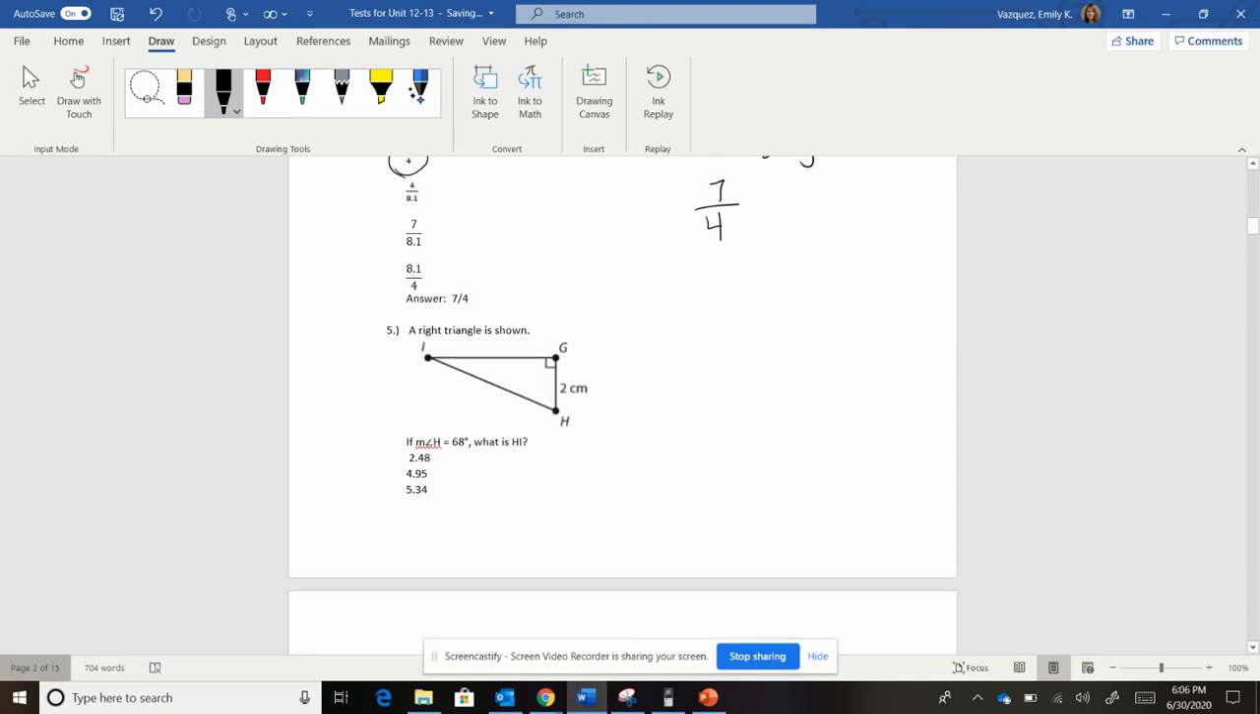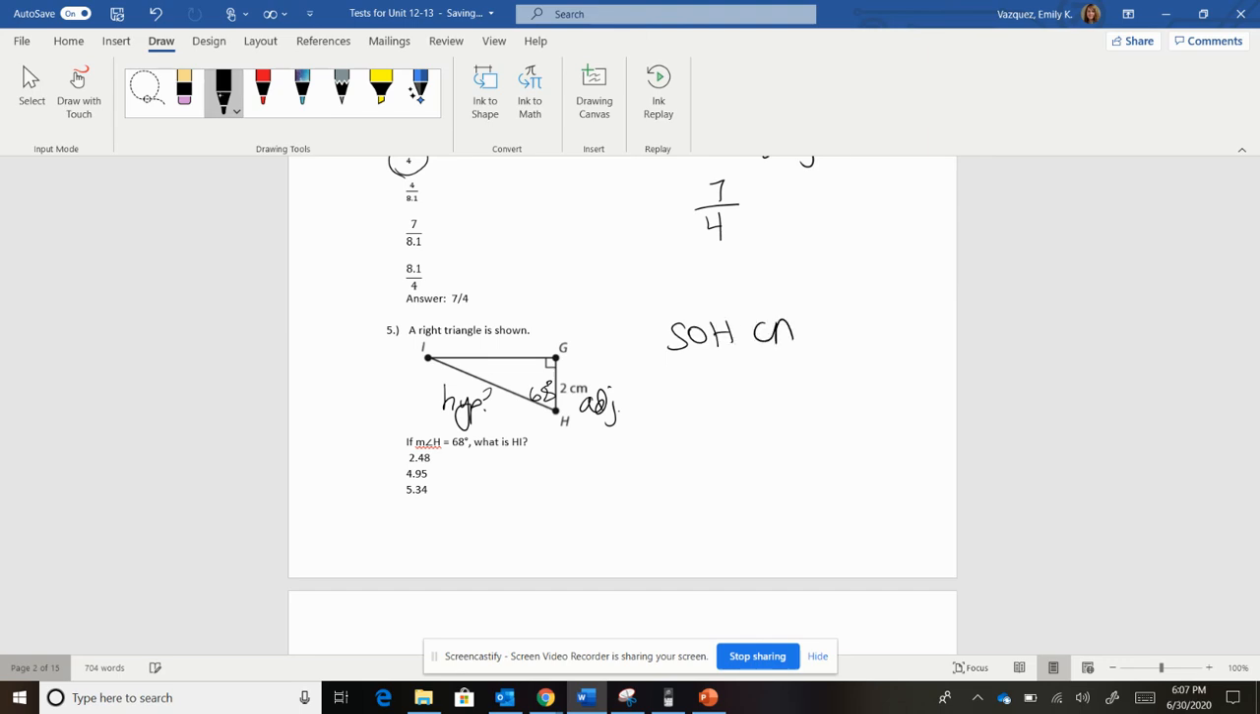For number 5, a right triangle is shown. If the measurement of angle H is 68, what is HI? So I'm going to go ahead and put a question mark here. That's what I need to find. And I'm given that H is 68 degrees. So in this case, I'm filling in the triangle a little bit, and I'm going to ask myself, what is 2 to 68? Is 2 opposite, adjacent, or hypotenuse? Well, 2 is adjacent, right? Now the question mark is the piece I need to find. So is the question mark opposite, adjacent, or hypotenuse of 68? This is the hypotenuse, right?